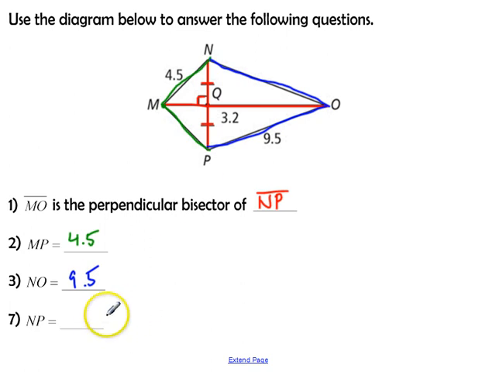And then lastly, it asks for the length of segment NP. NP is the entire length of the segment that got bisected. Since this half is 3.2, the other half is also 3.2. So total NP is going to be 6.4.